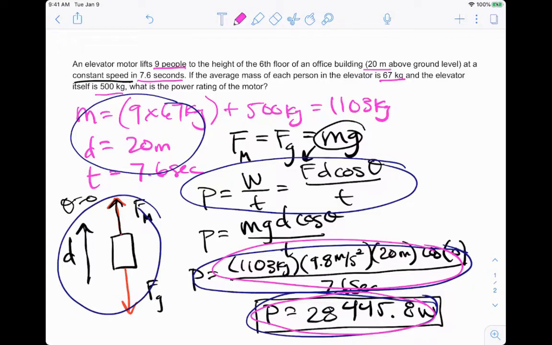So this is what I want to see on your homework. Now, of course, you don't have to be as meticulous as I am with drawing your free body diagram. Sometimes you don't have to draw it, okay? But I do like to make a drawing every single time just because it helps me keep track of everything.